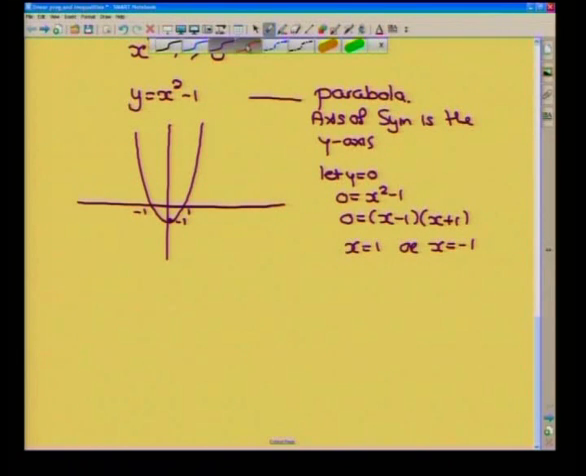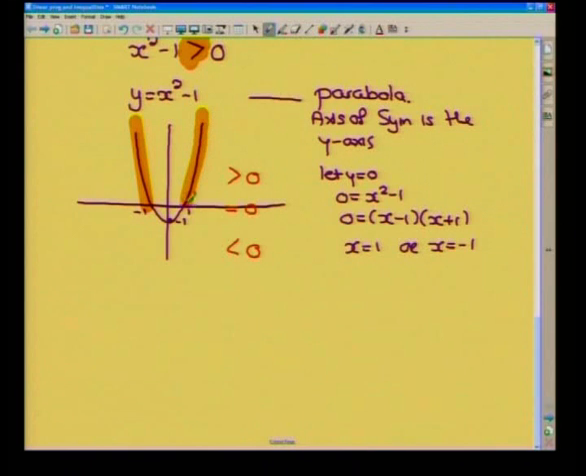Now, do you agree with me that above here is greater than 0, on the line is equal to 0, and here is less than 0. So if I want to know when is this graph greater than 0, I'm talking about here and here.